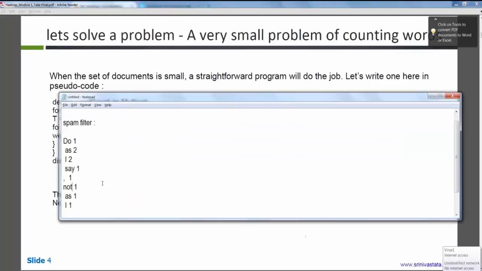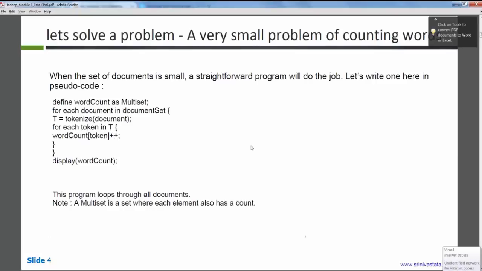Have you understood? So, in this program, there is a set of documents. Each document will go as input to this program. The complete document will be tokenized and then the word count token plus plus is applied. A token means "do" is a token. Each word is a token. Whenever the word repeats, it will be plus plus, which means the count will increase.